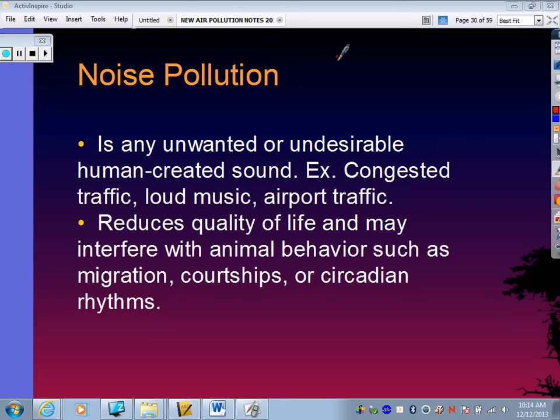And that's going to conclude the notes for outdoor air pollution. Again, the second part on indoor air pollution will be your next set of notes.